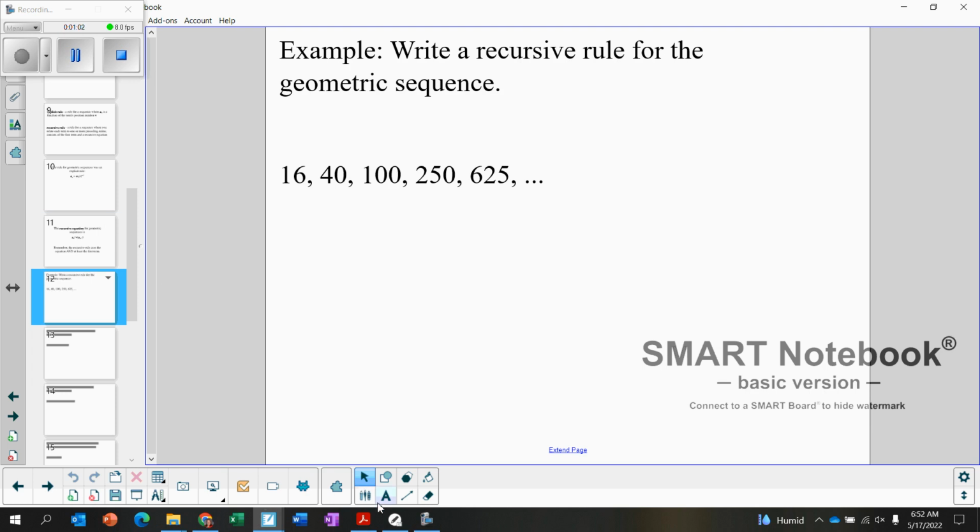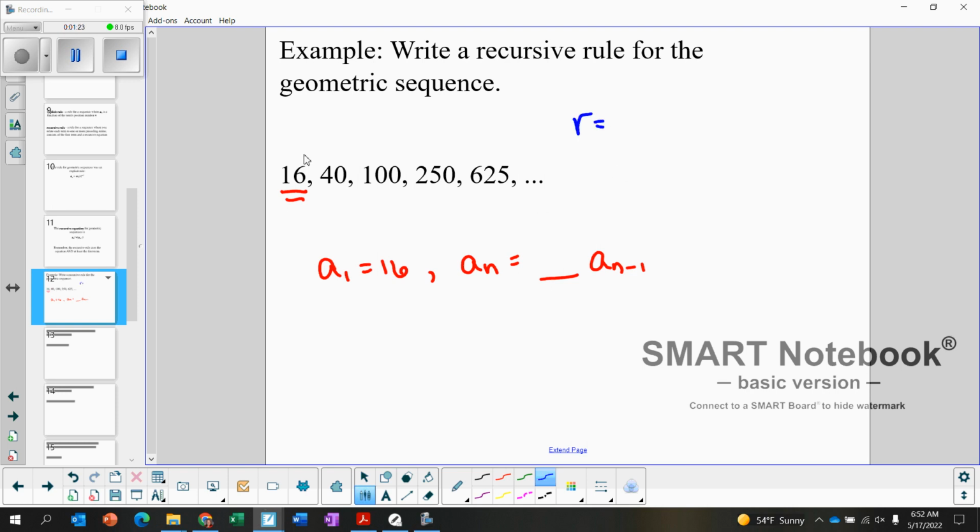So if I want to write a recursive rule for this sequence, I would start by saying a sub 1 equals 16, and then I'm going to write a sub n equals r times a sub n minus 1. So I have to find r. So we know that r is found by taking a term and putting it over the one previous. So 40 over 16, or 100 over 40, or 250 over 100.